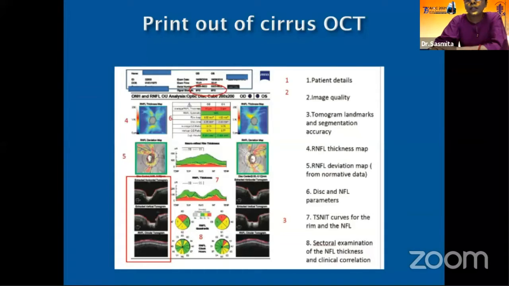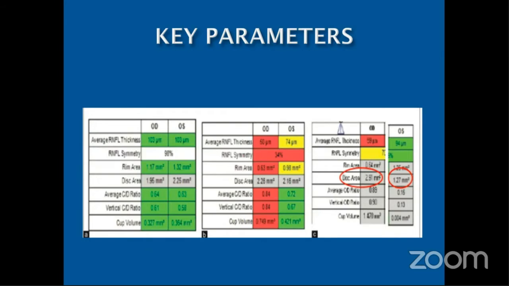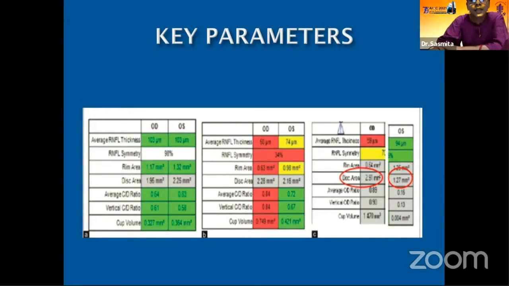So I'll be going into detail about each zone. The key parameters studied and analyzed in Cirrus HD-OCT are average thickness, RNFL symmetry, rim area, average CD ratio, vertical CD ratio, and volume. The first box shows that everything is in the normal range and in the green zone.